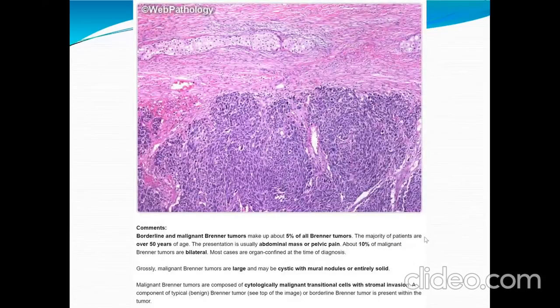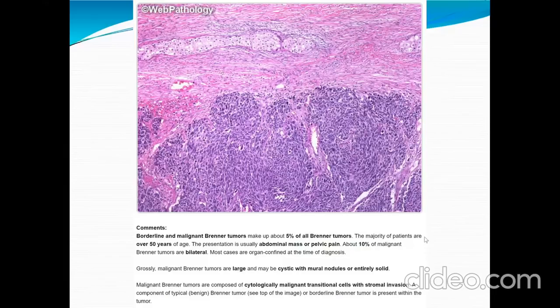Lastly, we will discuss malignant Brenner tumors. This makes up 5% of all Brenner tumors. The majority of patients are over 50 years of age. The presentation is usually abdominal mass or pelvic pain. Grossly, malignant Brenner tumors are large and may be cystic with mural nodules or entirely solid.